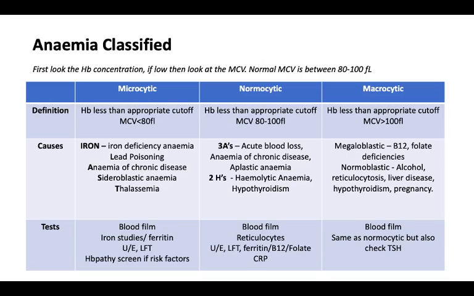In normocytic anemias, you sort of do the same thing. You might also want to look at reticulocytes if you suspect hemolytic anemia, in which case it will be raised. You can look at LFTs. In hemolytic anemias, LDH is raised, and you might also want to look at a thyroid profile. And in macrocytic anemias, it's again the same, but you'd also want to check the TSH as well.